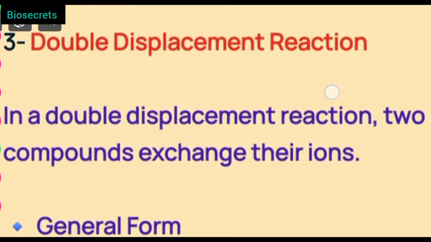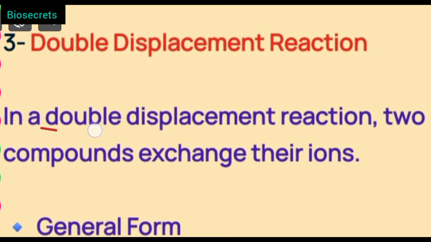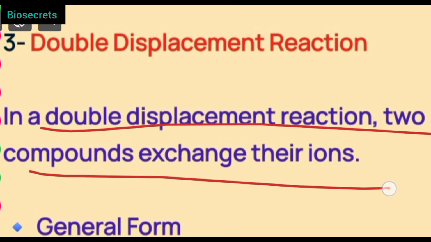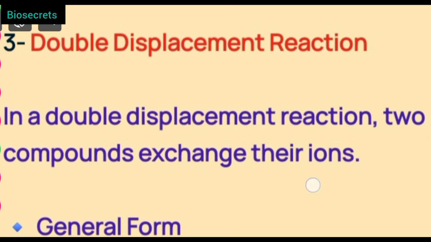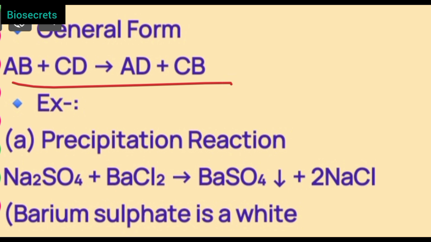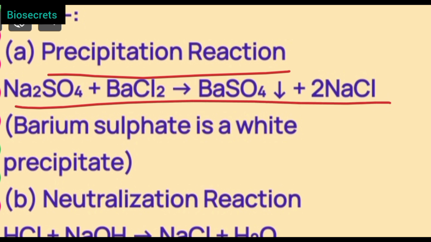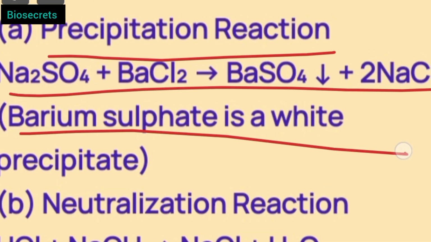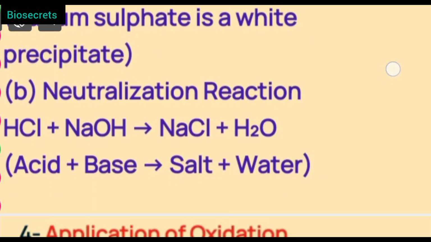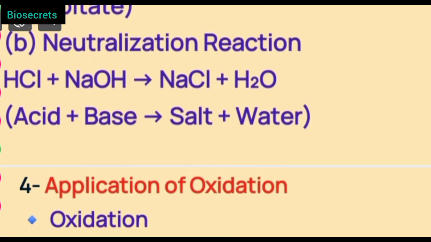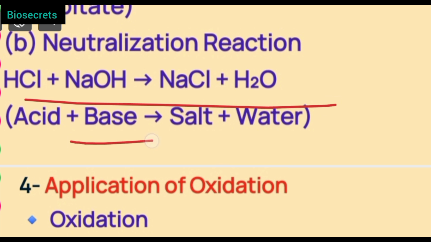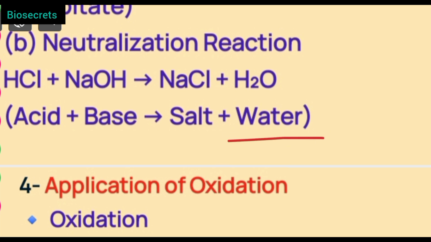Now come to the next topic, double displacement reaction. In a double displacement reaction, two compounds exchange their ions. General form is AB plus CD forms AD plus CB. Example, first is precipitation reaction. Na2SO4 plus BaCl2 form BaSO4 plus NaCl. Barium sulfate is a white precipitate here. Next is neutralization reaction. Example, HCl plus NaOH form NaCl plus H2O. HCl is acid, NaOH is base, NaCl is salt and H2O is water.